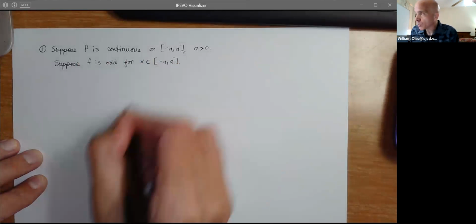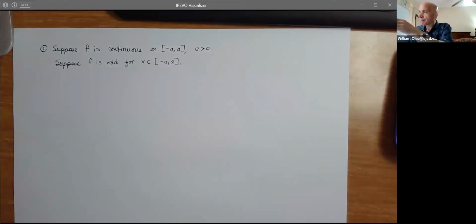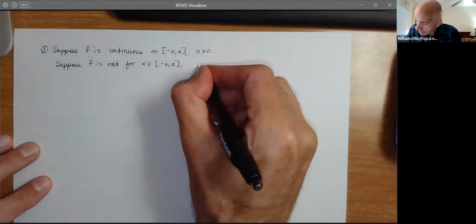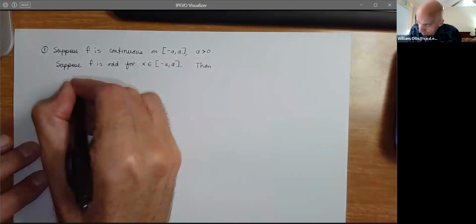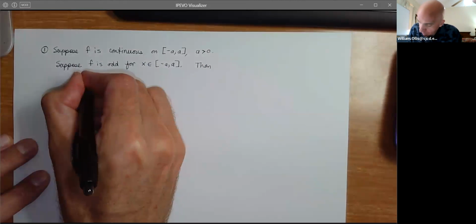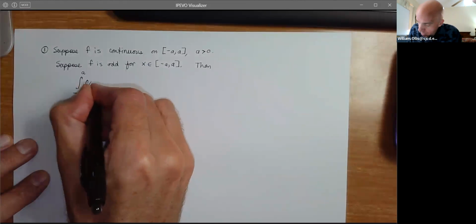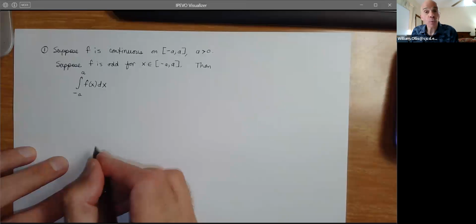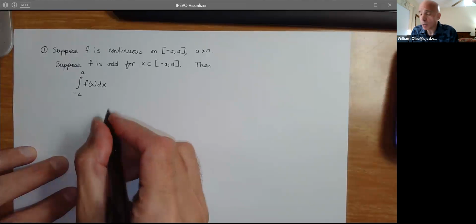So we have an odd function. There we go. Then, and this is the result, the integral from -a to a of f of x dx, what do we know that to be? Do we know this? Anybody? Do we know this integral?